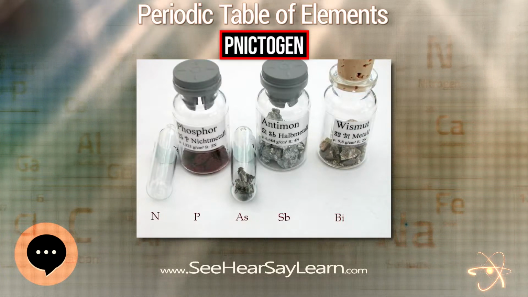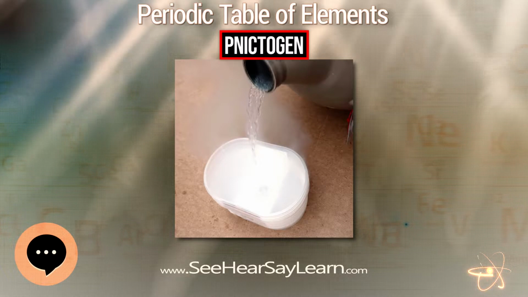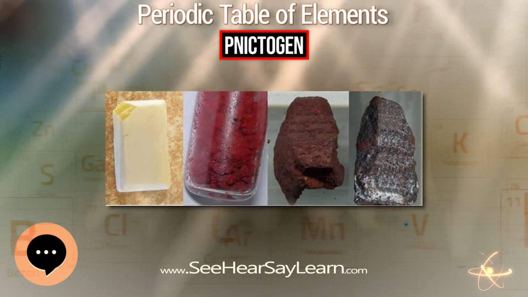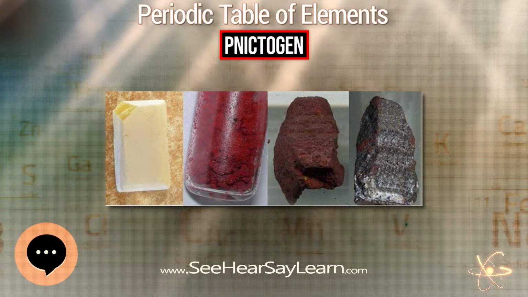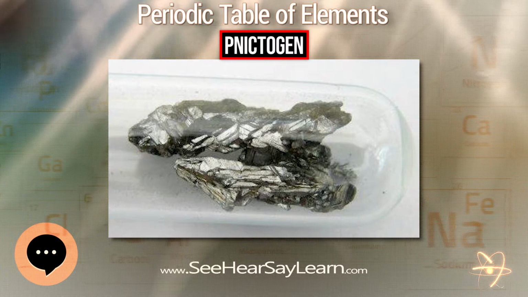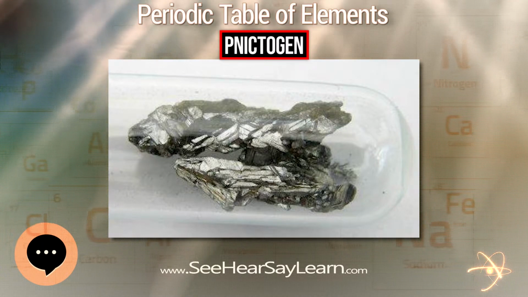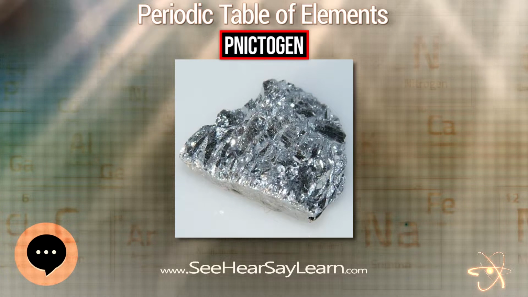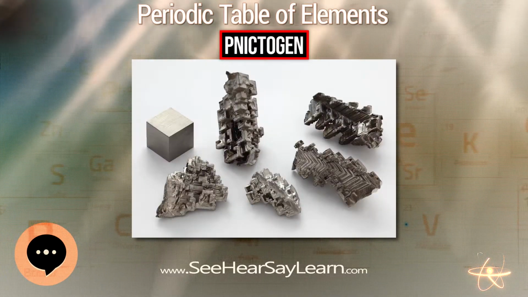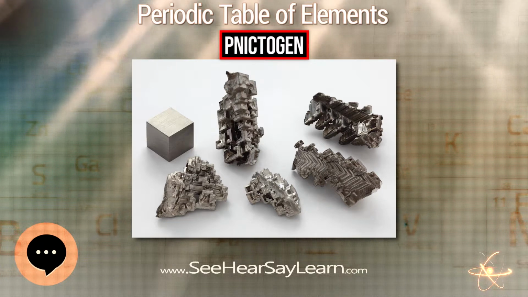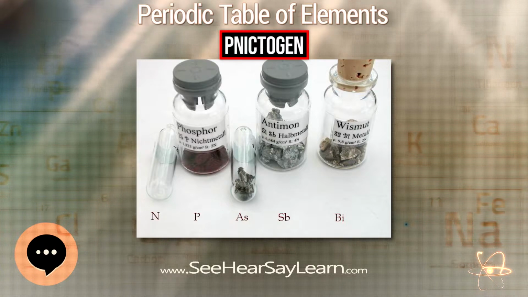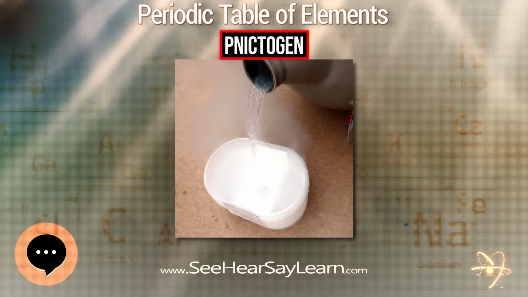The densities of the pnictogens increase towards the heavier pnictogens. Nitrogen's density is 0.001251 g/cm3 at STP. Phosphorus's density is 1.82 g/cm3 at STP, arsenic's is 5.72 g/cm3, antimony's is 6.68 g/cm3, and bismuth's is 9.79 g/cm3. Nitrogen's melting point is -210 degrees C and its boiling point is -196 degrees C.